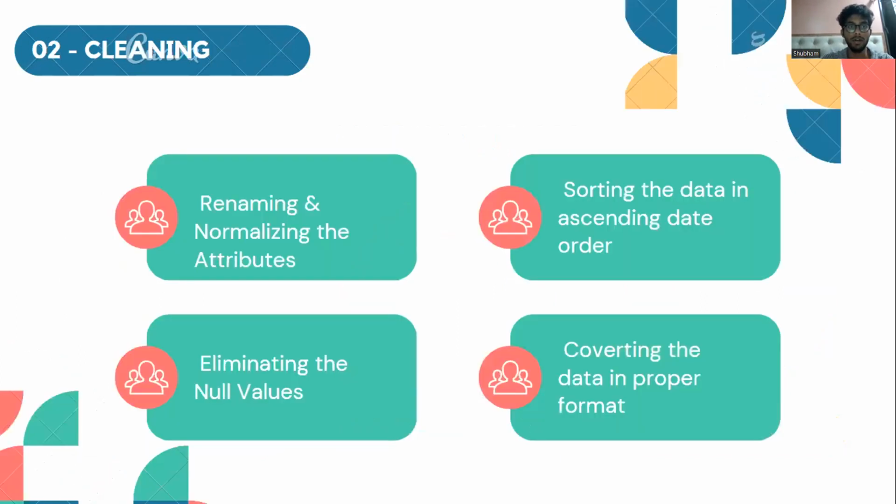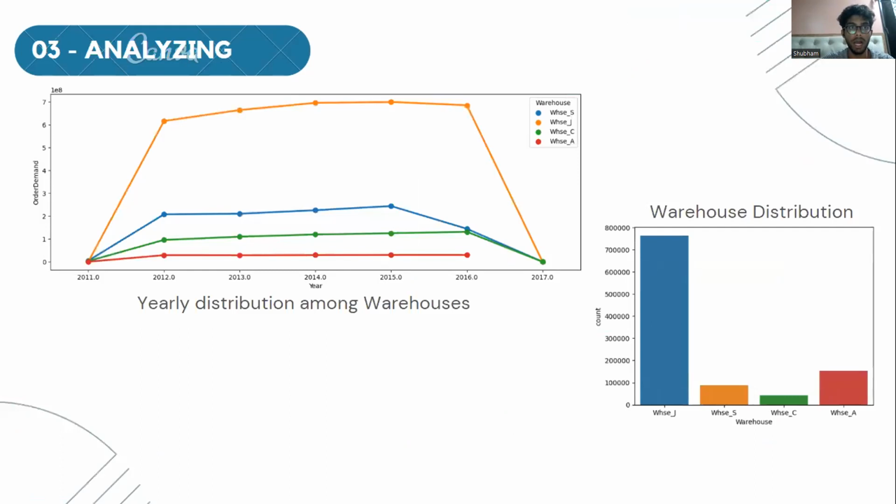Then we will clean. The cleaning process involves renaming and normalizing the attributes, sorting the data in ascending date order, eliminating the null values, converting the data into proper format. After that, after cleaning or performing EDA, we will be analyzing the model. Analyzing means using various matplotlib algorithms and ways to analyze the various trends in the model.